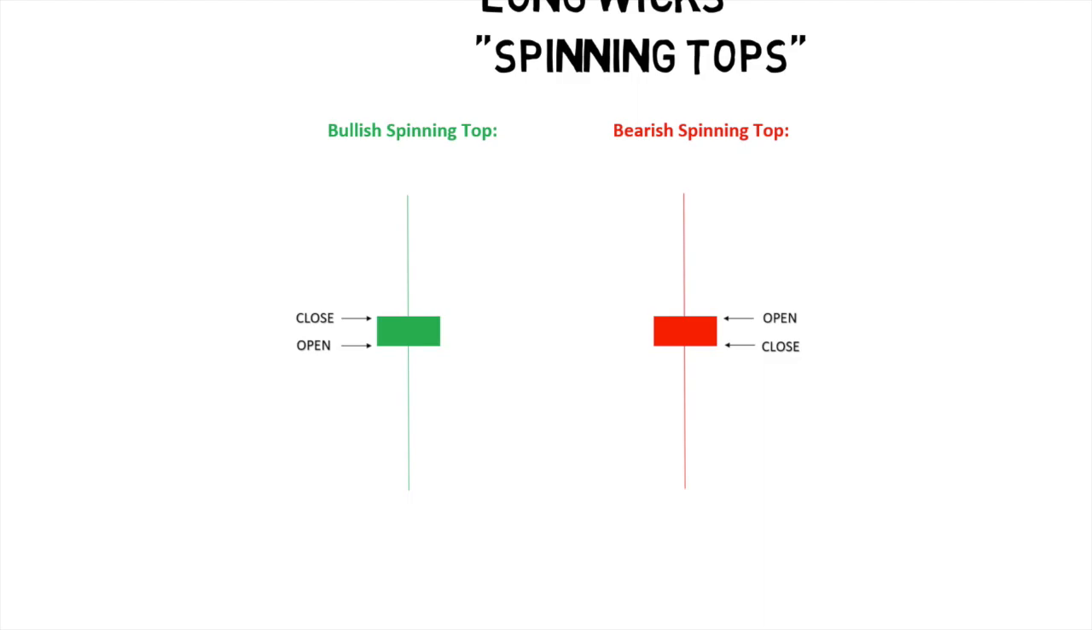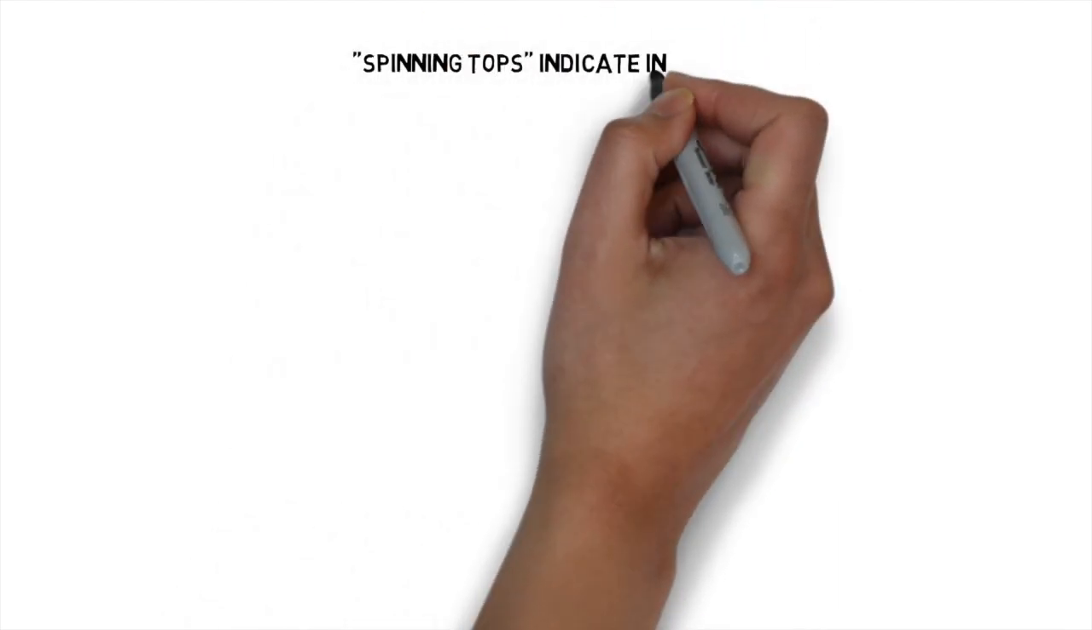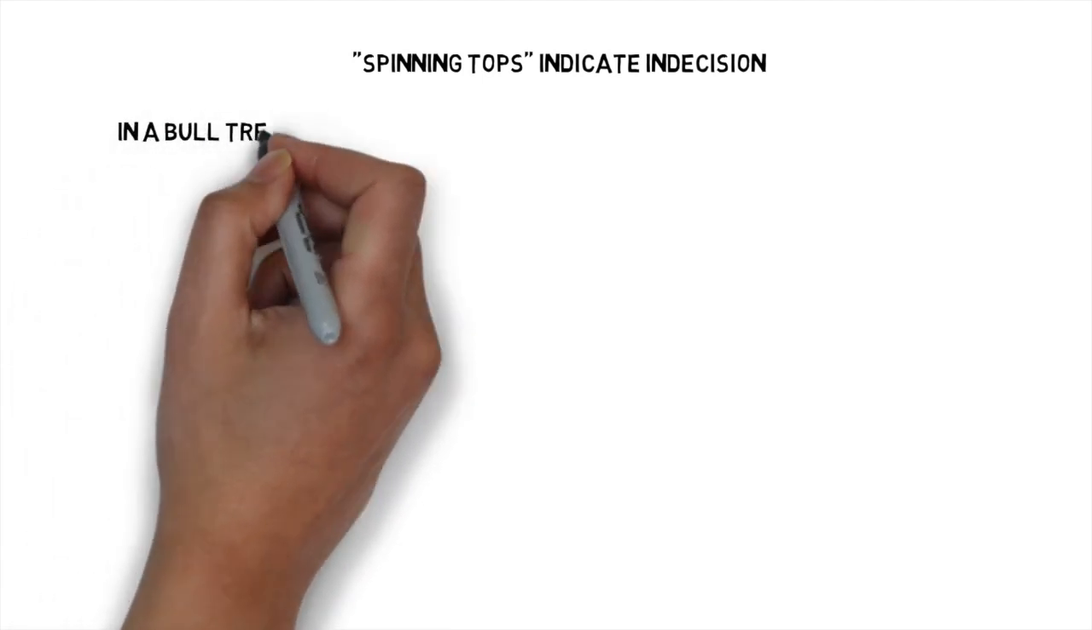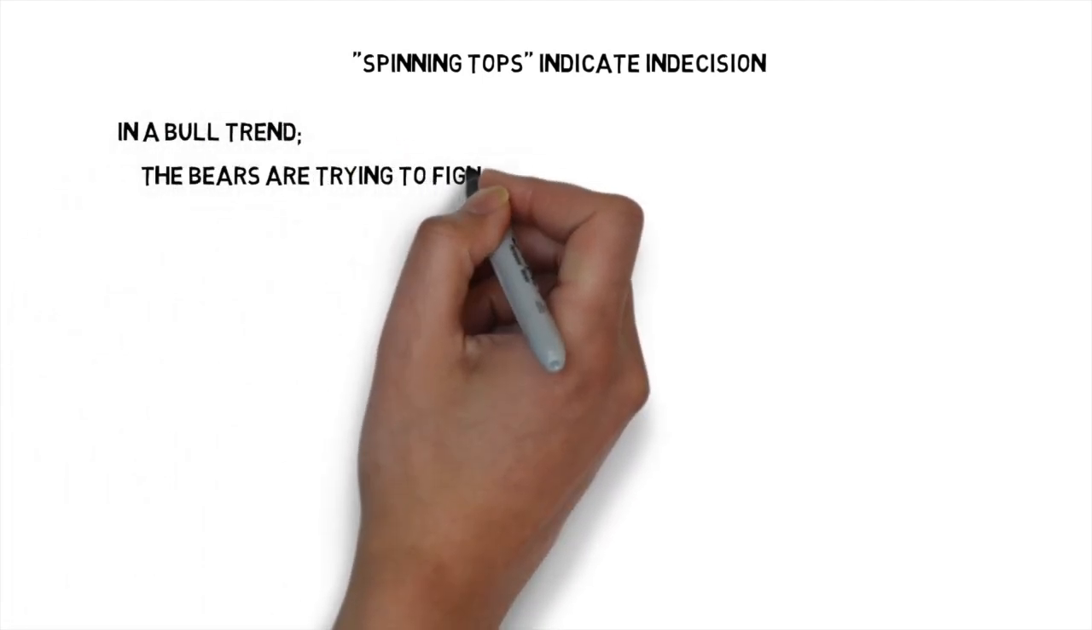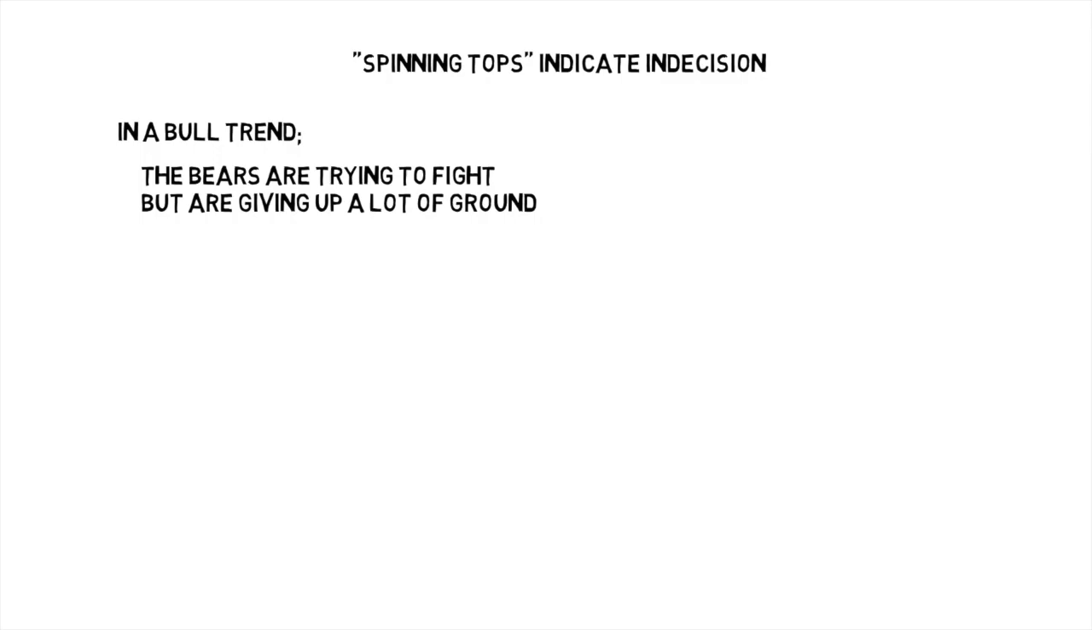Within any bull trend, there's still going to be red candles, but this specific type signifies to us that there's still a lot of indecision amongst the bears. So in a bull trend, this means that the bears are still trying to fight, but they're giving up a lot of ground when they do. In a bear trend, it means just the complete opposite. The bulls are trying to fight, but they're just giving up ground when they do.